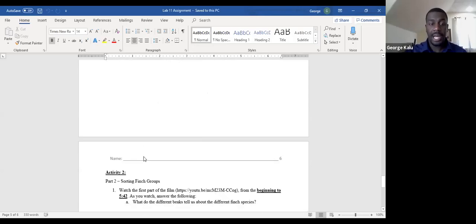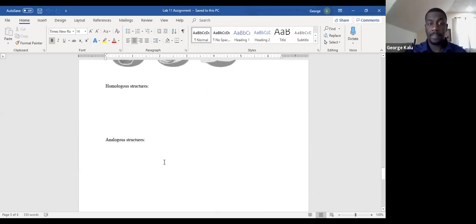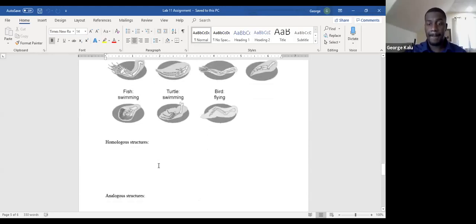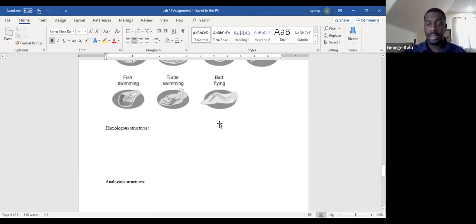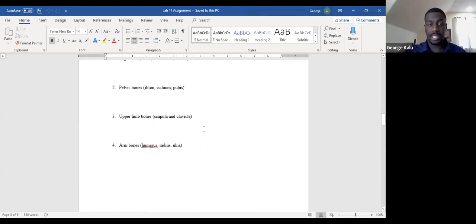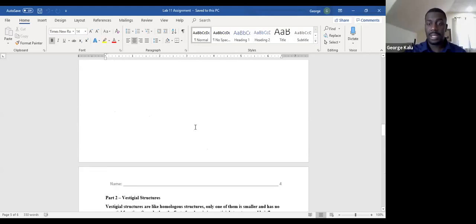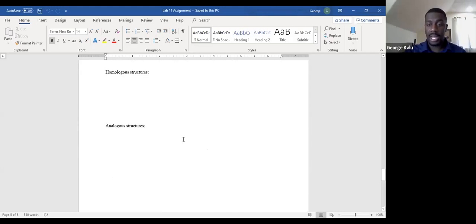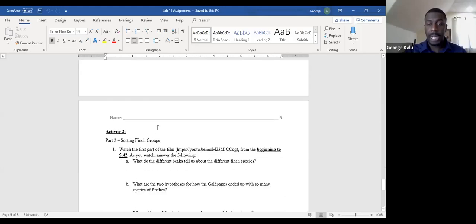Any questions on part 1 or activity 1 of this lab? Okay. So that is activity 1. The second thing that we're going to do is activity 2, and this is all in your lab manual. Okay, so that's activity 1.